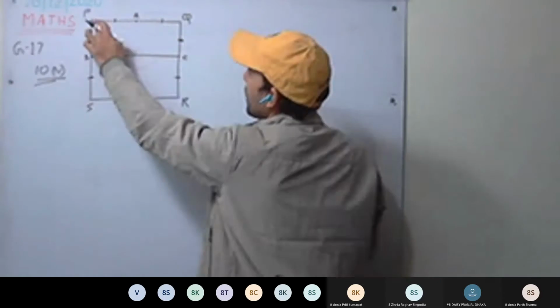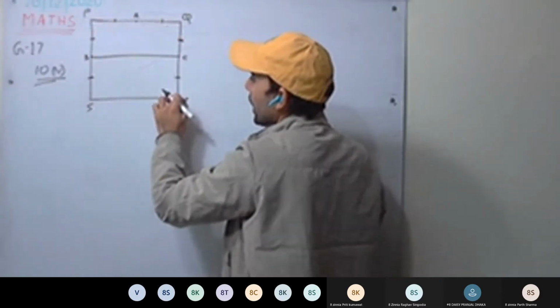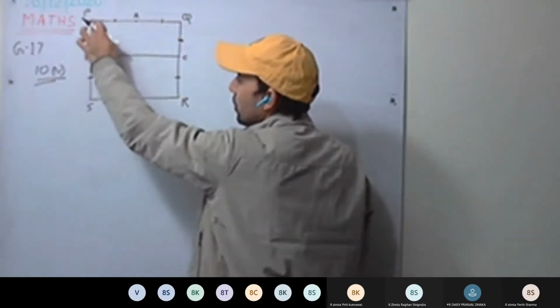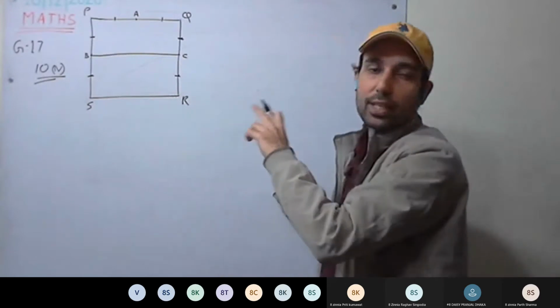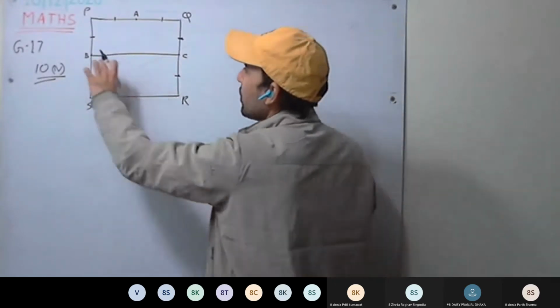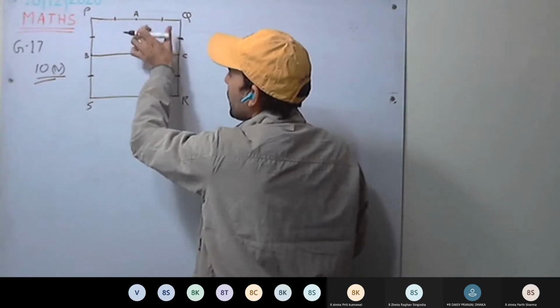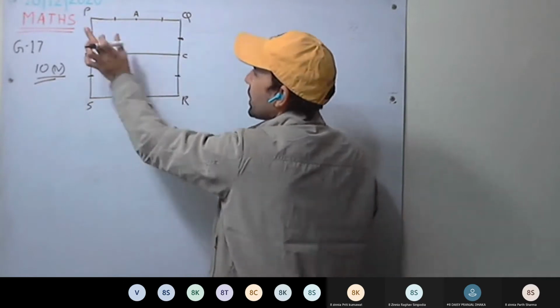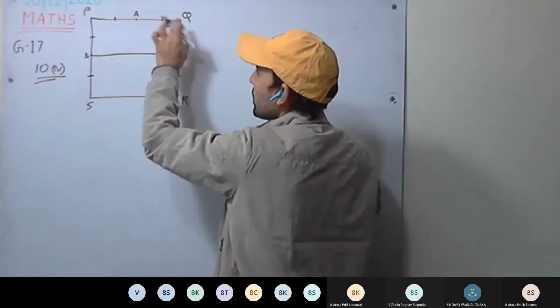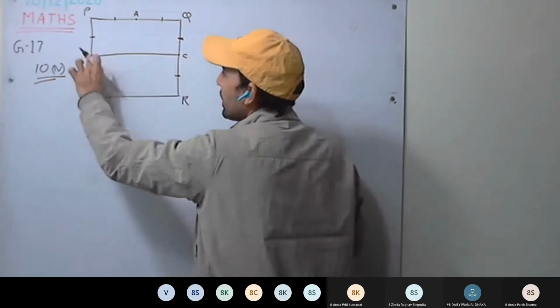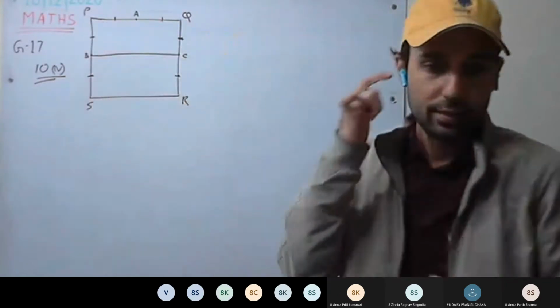See here. PQ equal to QR equal to RS equal to SP, because they are sides of a square. Then we have taken half of them. A is the midpoint of PQ, so this will be equal to this one. And C is the midpoint of this one. That means this is equal to this is equal to this, and these all are equal.